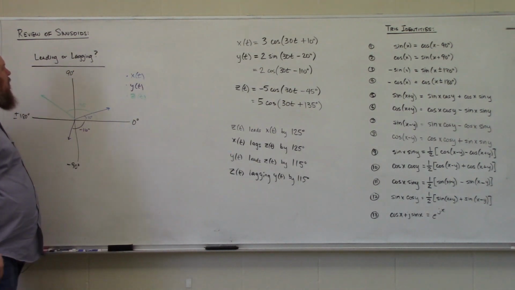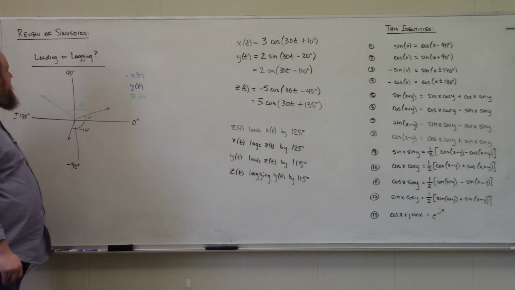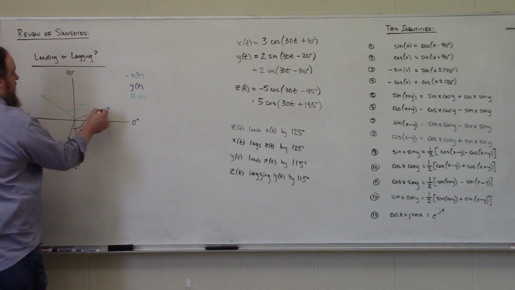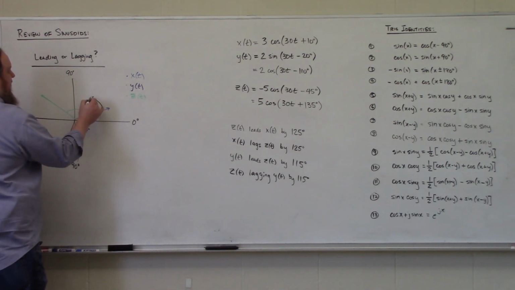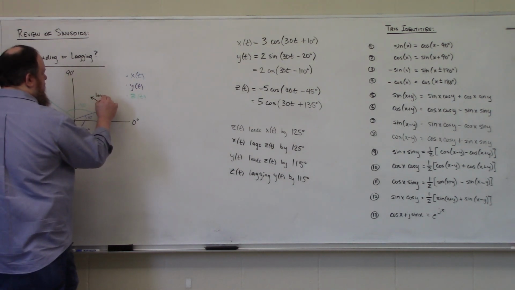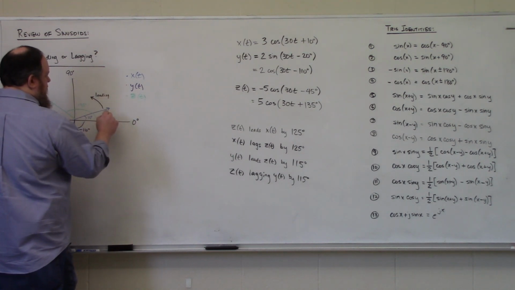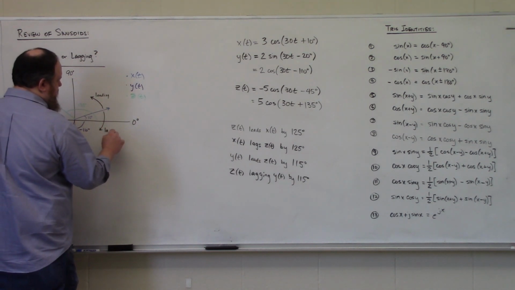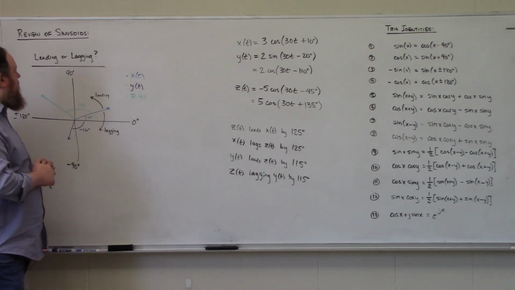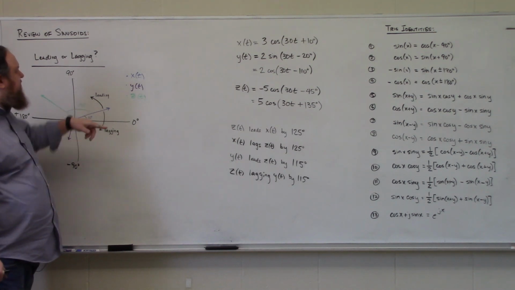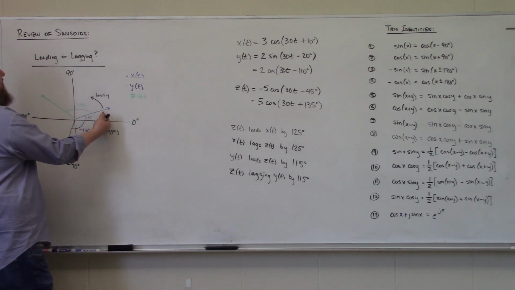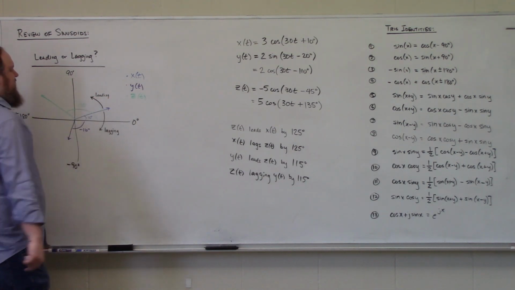So if I want to know by how much z of t leads y of t, what I do is I start measuring from y of t in a counterclockwise fashion. Counterclockwise gives me leading, clockwise gives me lagging. So if I want to know how z of t leads or lags y of t or x of t, I start measuring at x of t, and if I want the leading value, I go this way. If I want the lagging value, I go this way.